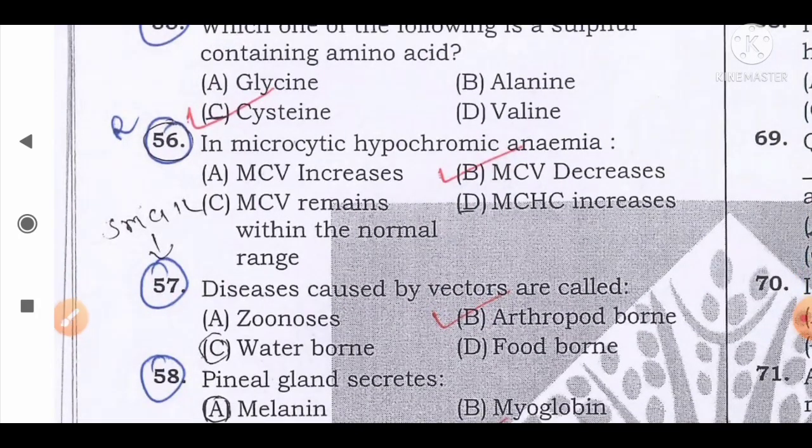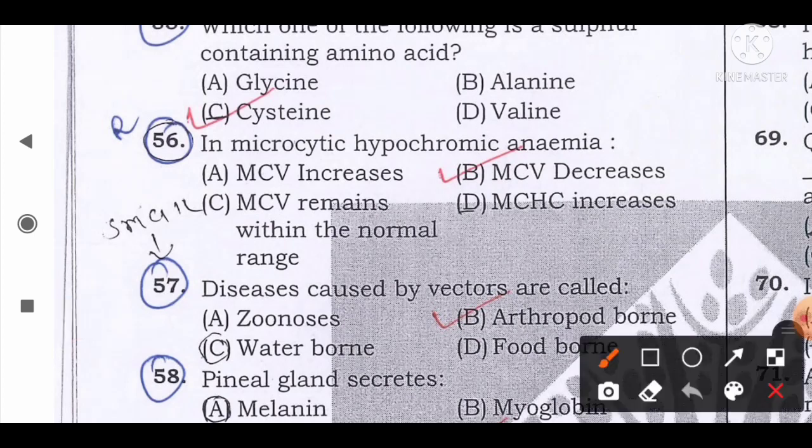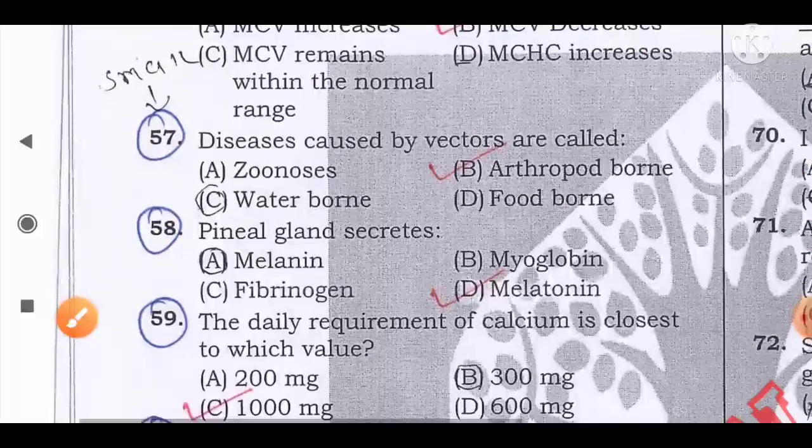Move to the next question, number 56. In microcytic hypochromic anemia, A. MCV increases, B. MCV decreases, C. MCV remains within the normal range, D. MCHC increases. And the correct answer, in this condition, MCV decreases. So option B. MCV decreases is the correct answer for this question, because in microcytic hypochromic anemia, MCV decreases. So option B is the correct answer for this question.